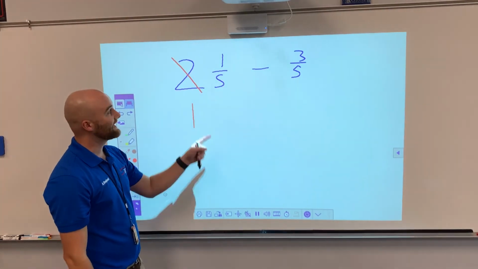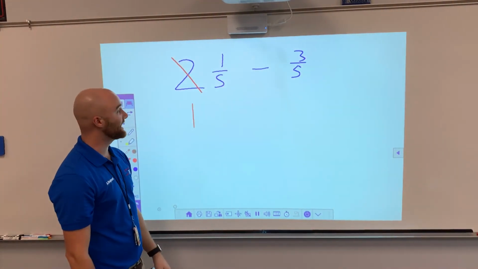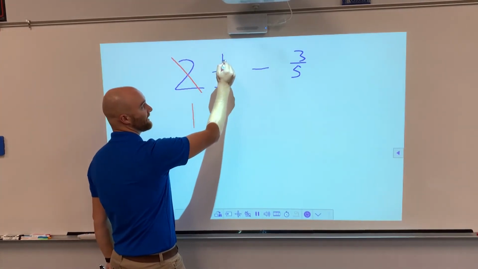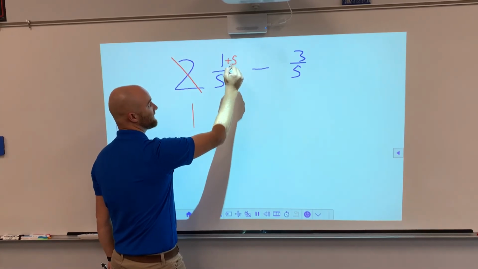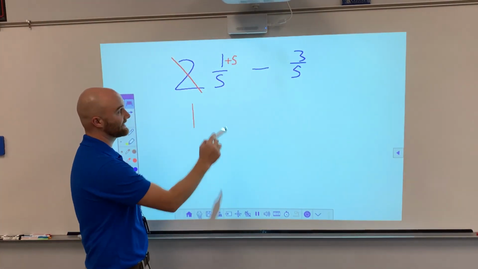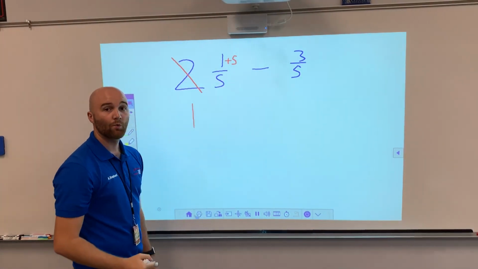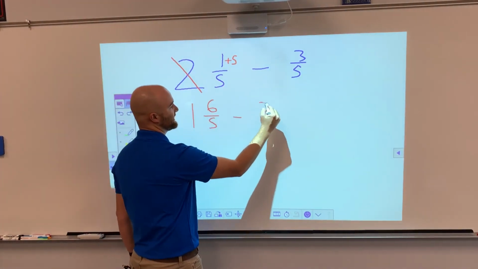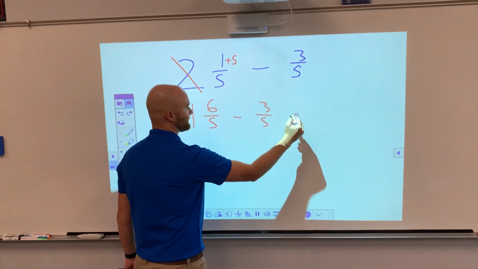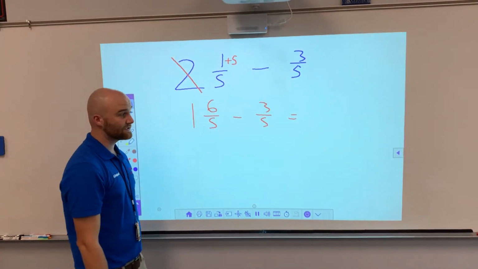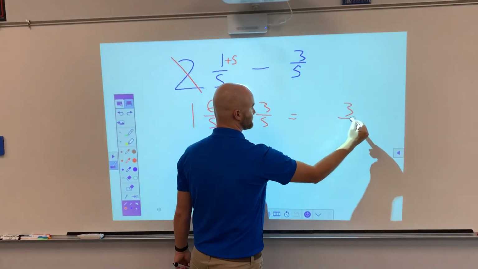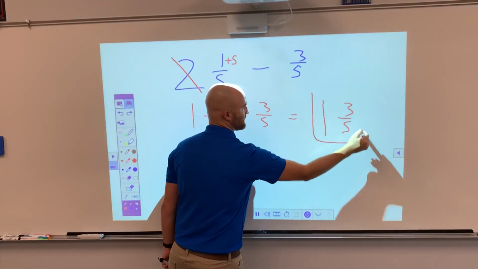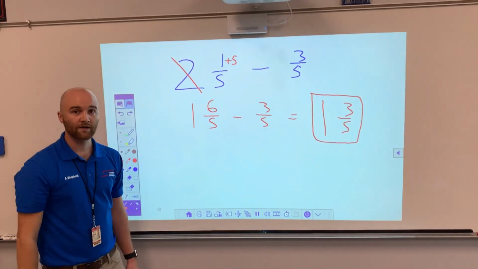But I have to add on to my fractions. It's not 11/5. I have to add the bottom to the top, plus 5. Whenever I borrow with fractions, I add the bottom number to the top. 1 plus 5 gives me 6/5 minus 3/5. 6/5 minus 3/5 gives me 3/5. And 1 minus nothing gives me 1. My answer is 1 and 3/5.